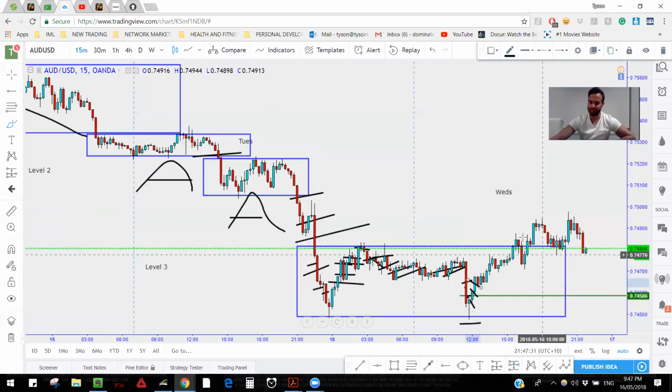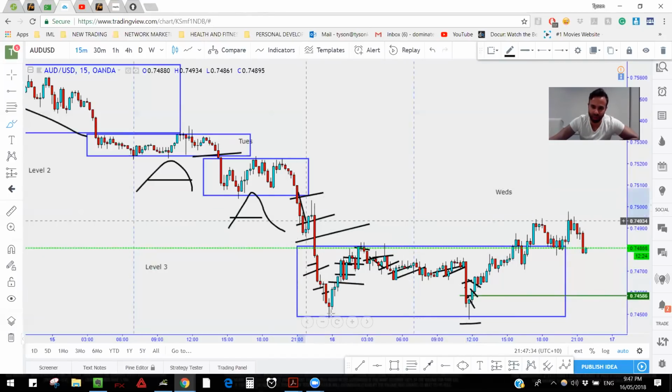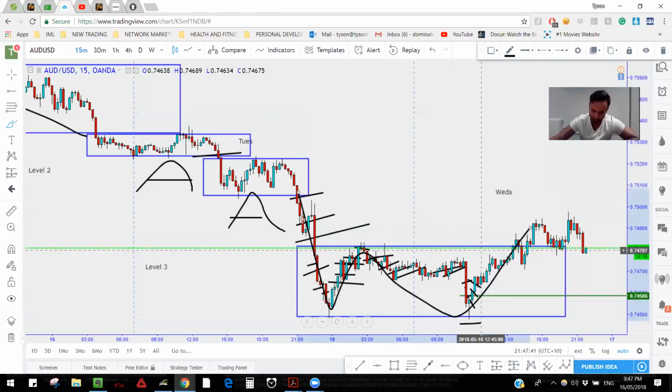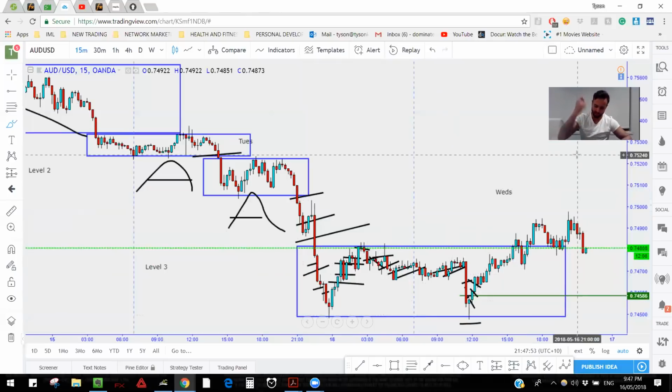And now it breaks. So think about the play, what's going on here psychologically. It's messing with the emotions of the retail traders. They're getting in, they're getting out, they're getting in, and then they're so overwhelmed by what's happened that they start making more rash decisions. And that's the objective of the market maker.